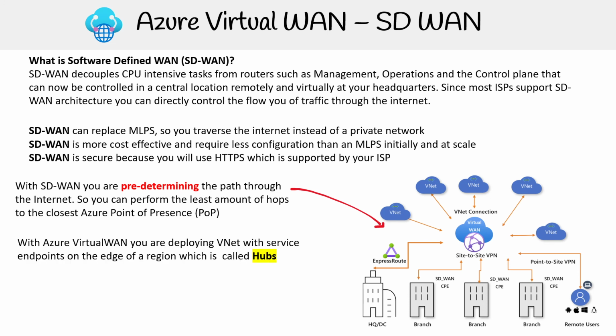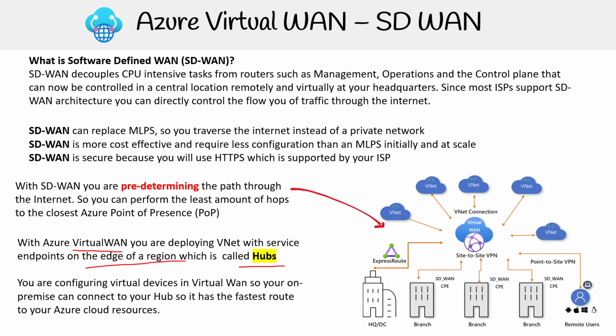So the idea with virtual WAN is that you're pretty much just establishing a connection. You deploy a VNet with a service endpoint on the edge of a region, which is called a hub. And then you're configuring virtual devices in your virtual WANs so your on-premise can connect to your hub. So it's the fastest route to your Azure cloud resources. And there's a bunch of stuff on top of that, but hopefully that helps you understand the purpose of SD-WAN. The idea is that we have these routers and we've abstracted the stuff away, so now we can make the fastest route through the internet. So there you go.